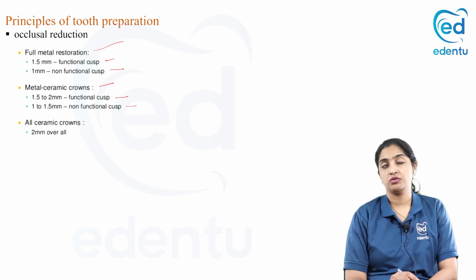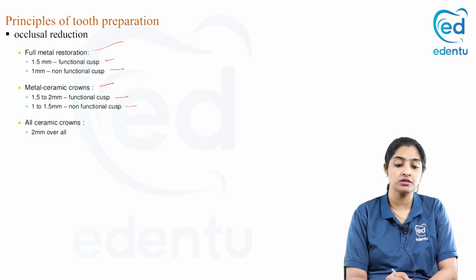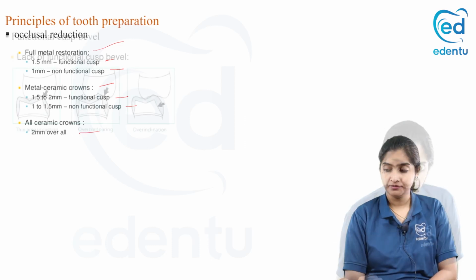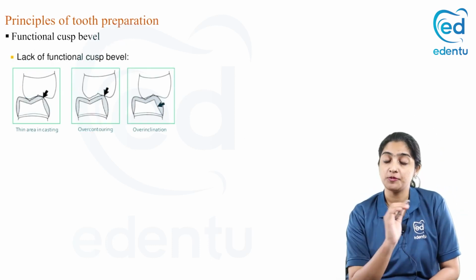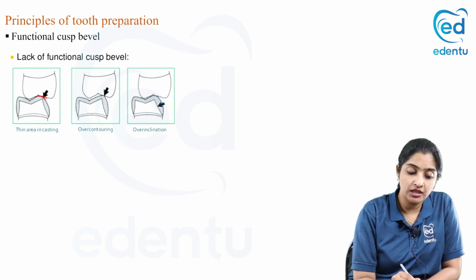All ceramic crowns, I mentioned, are lithium disilicate or Emax crowns. It is almost around 2 mm all over. Now coming to functional cusp bevel, like I mentioned, this is your functional cusp.